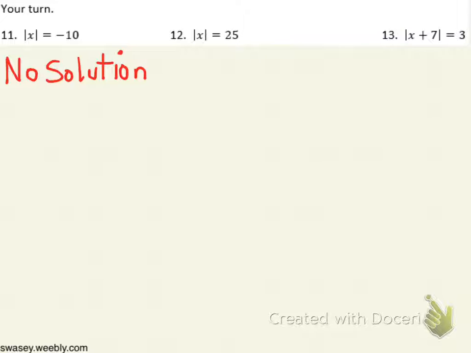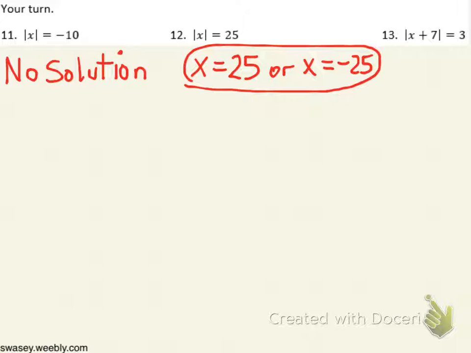Number 12, we have the absolute value of x equal to 25. So that means x could equal, if we think about going 25 units away from 0 on the number line, if we go to the right, we're at 25. If we go to the left, we're at negative 25. Each of those numbers we can take the absolute value of and get 25.